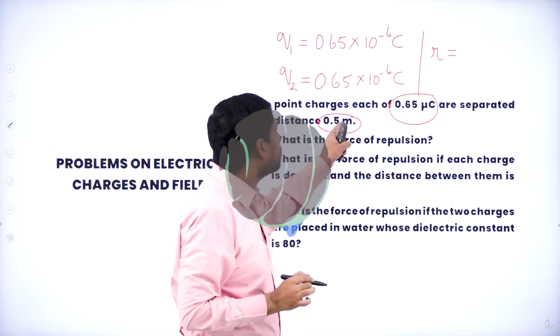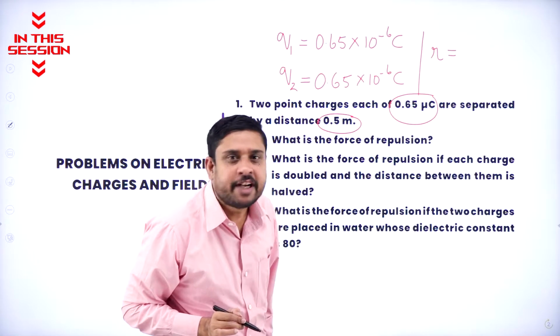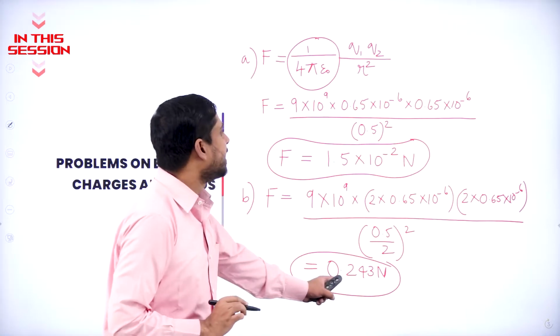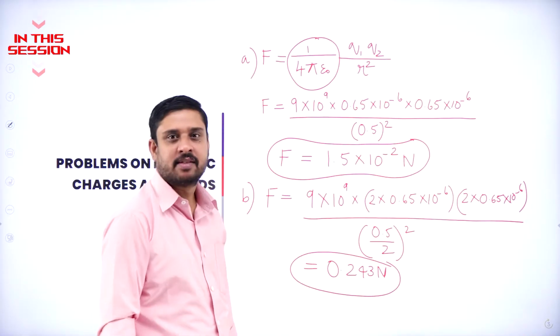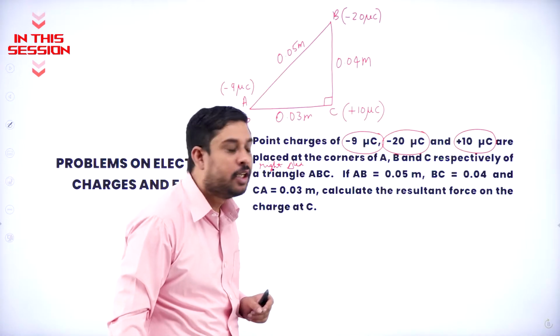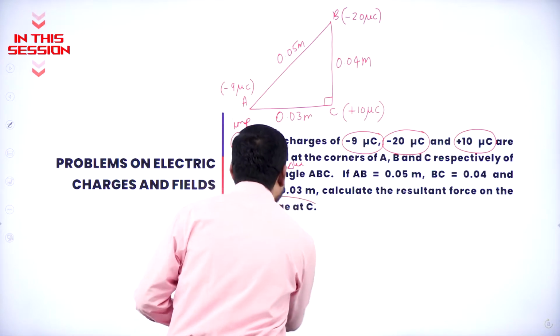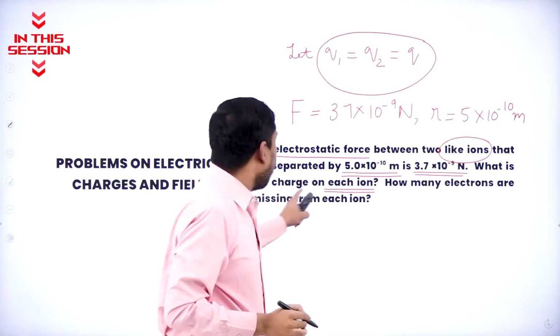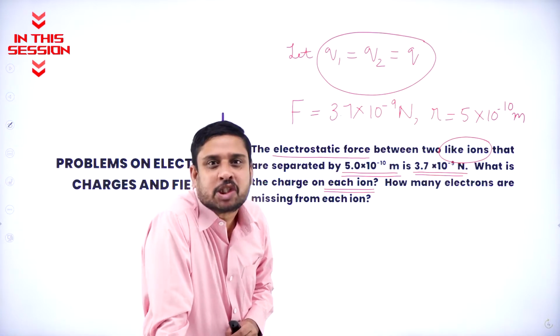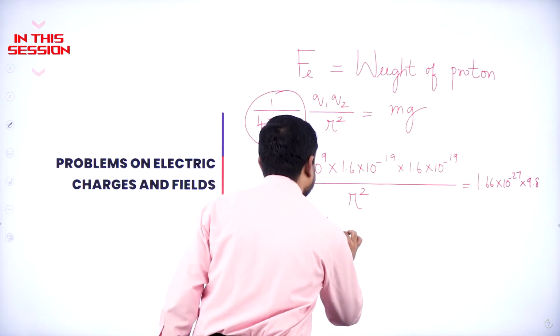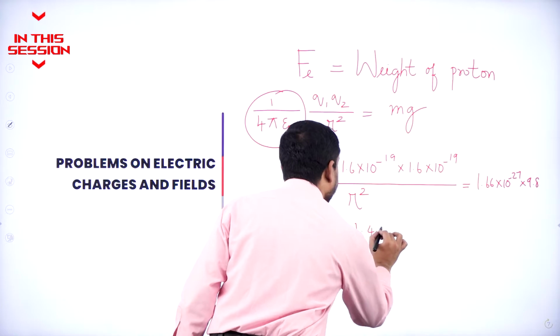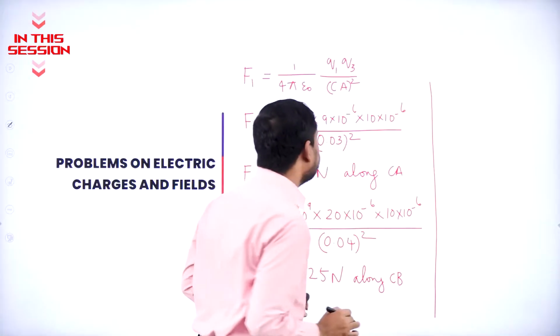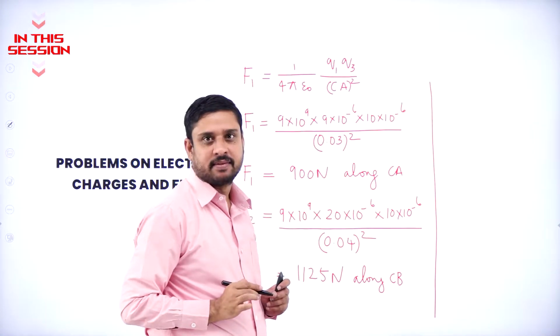by a distance of 0.5 meter. So this is the magnitude of the force and the direction on the charge at C. I have to calculate the charge on each ion. Turns out to be 1.48. What is the resultant force?